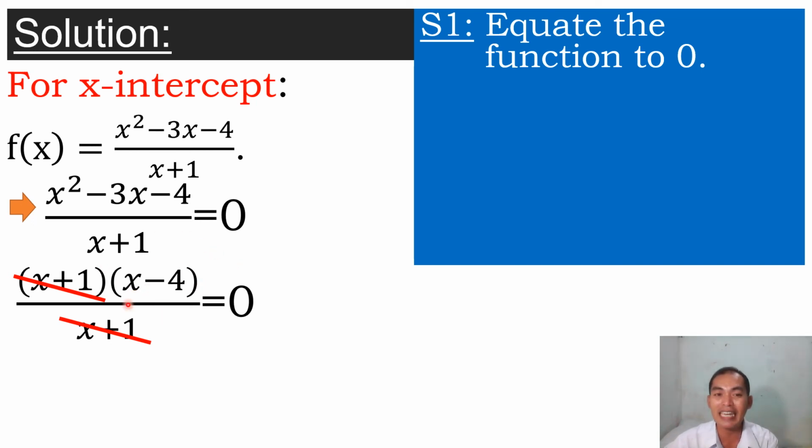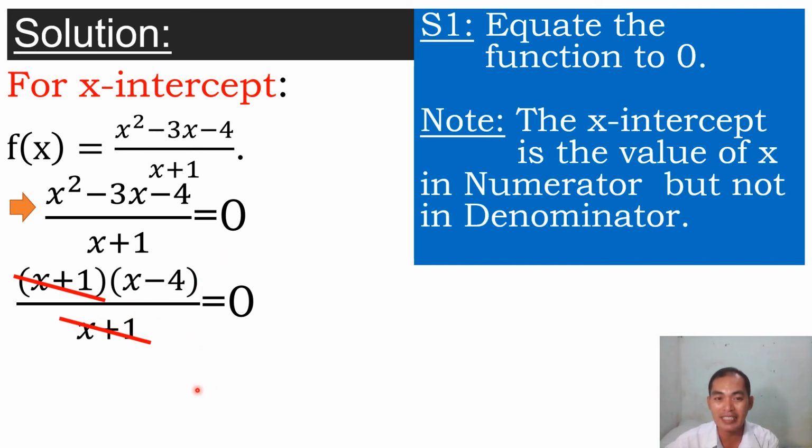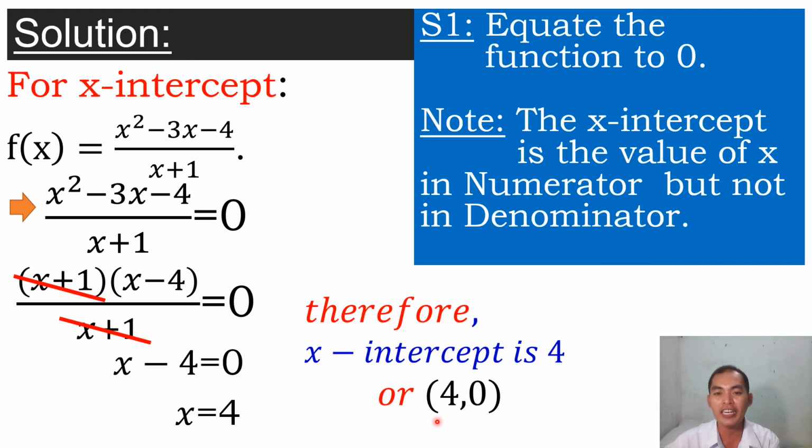So, what is the numerator that is left? X minus 4. Just equate it to 0. So, x minus 4 equals 0. So, x equals 4. That's already the x-intercept. X-intercept is equal to 4 or coordinate (4, 0). And this is also the zero of the function. Zero of the function is 4 or x equals 4. Now, how about for the y-intercept? As I told you, the y-intercept is the constant term in the numerator, negative 4 over positive 1. Y equals negative 4, that's the y-intercept.